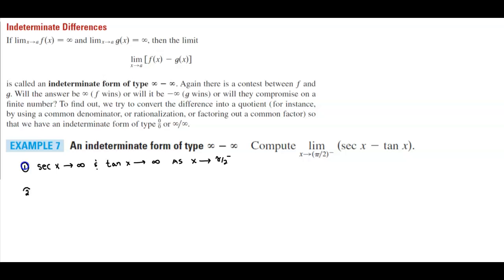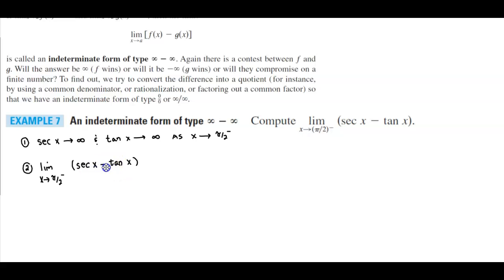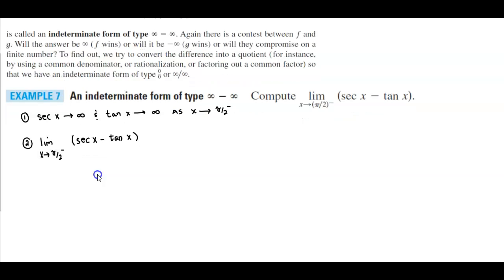So now what we want to do is we want to find the limit as x is approaching pi over 2 from the left of the function secant x minus the tangent of x. So what we can do is we can rewrite this by using trig identities and then find a common denominator. So the next step is we can rewrite this limit as x is approaching pi over 2 from the left.